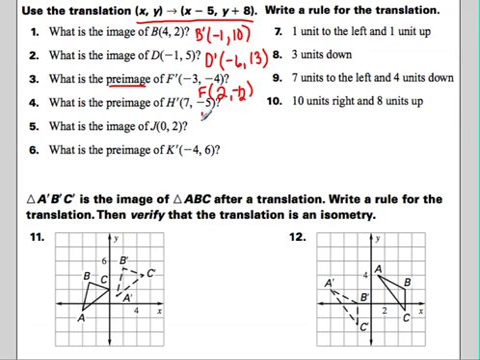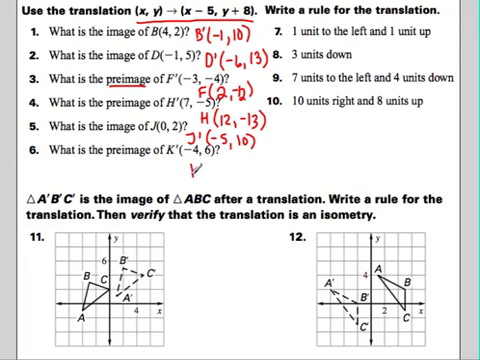In this case, we'll go backwards with H. H is 7, so we'll add 5 to that. That's going to give us 12. -5 minus 8 gives us -13. The image here, now we're going to go forward, so J prime. So 0 minus 5 is negative 5. 2 plus 8 gives us 10.